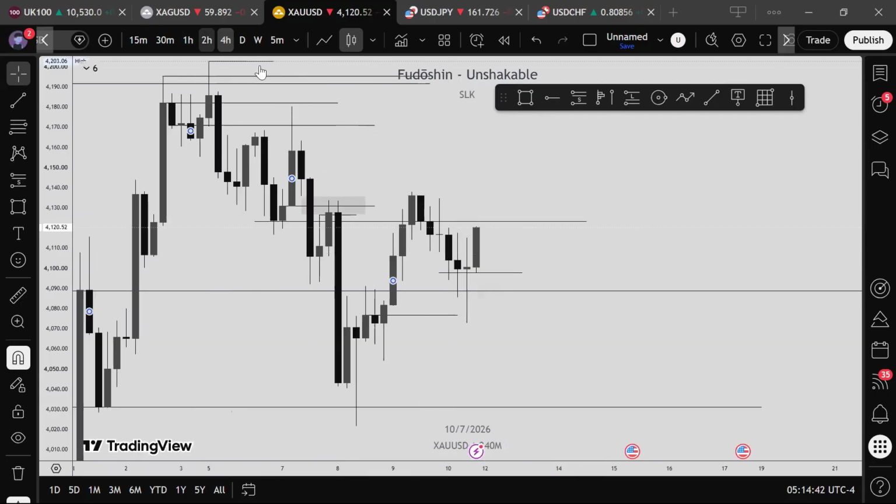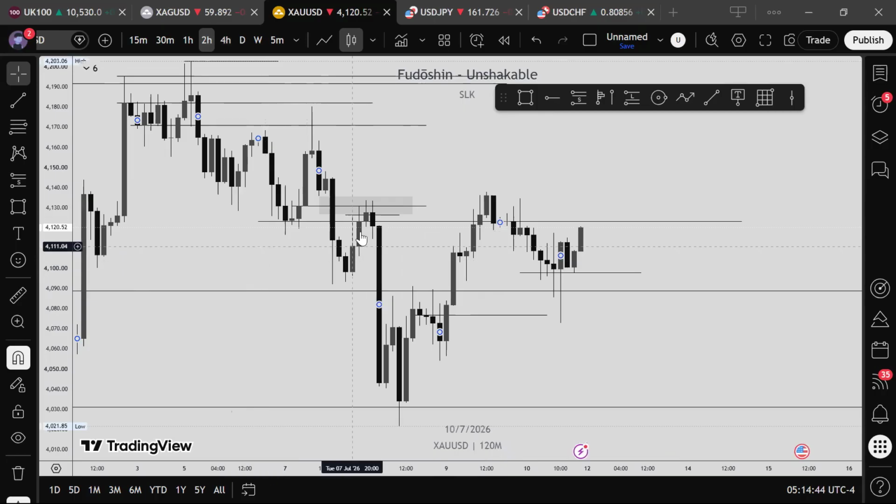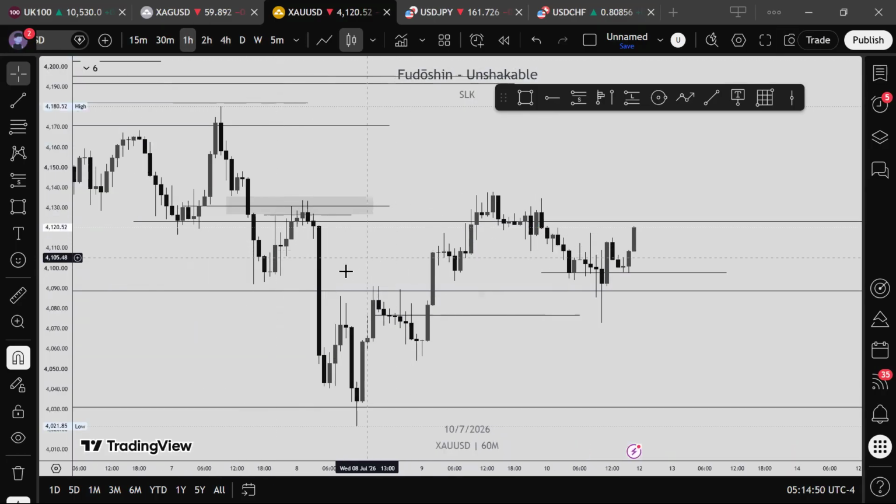I go down to the 2 hours. I check, do I see anything? I have an engulfing here, but I would have missed my trade. I go down to the 1 hour. What do I have here?